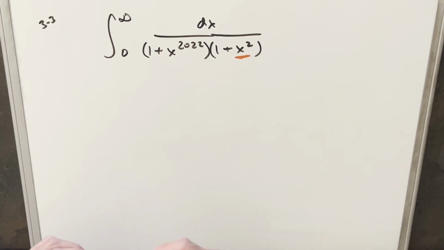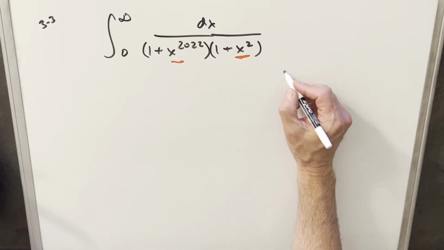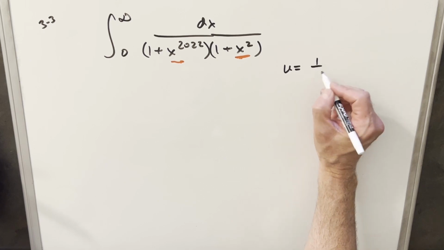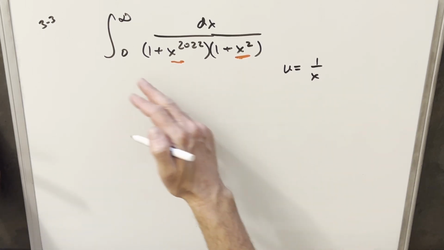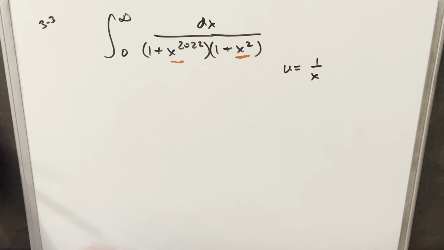Okay, right away on this one I had a substitution in mind, and it's got to do with the fact that we see an x squared here, and then also we kind of have an even power over here. It's making me think we could do the substitution u equals 1 over x. This tends to work really nicely, especially with these bounds, because it'll flip our bounds around.